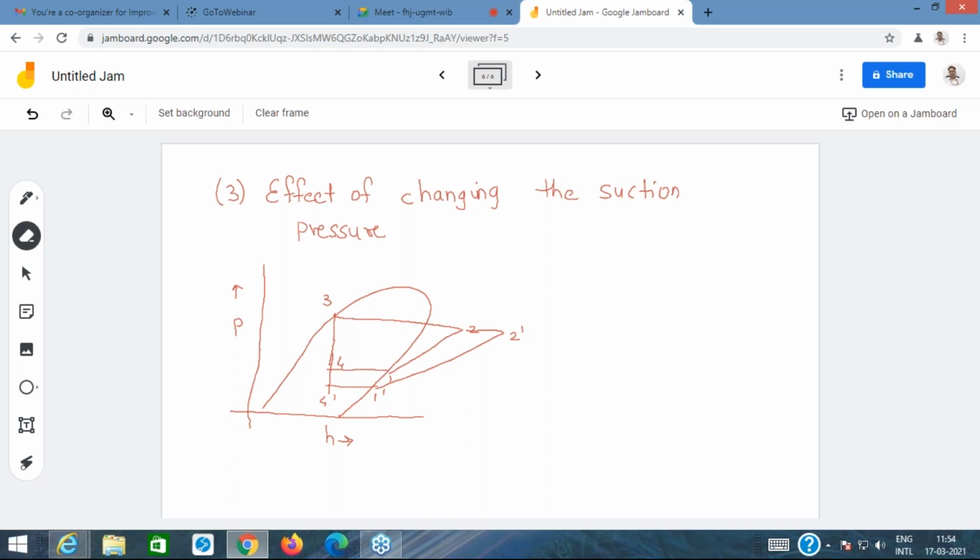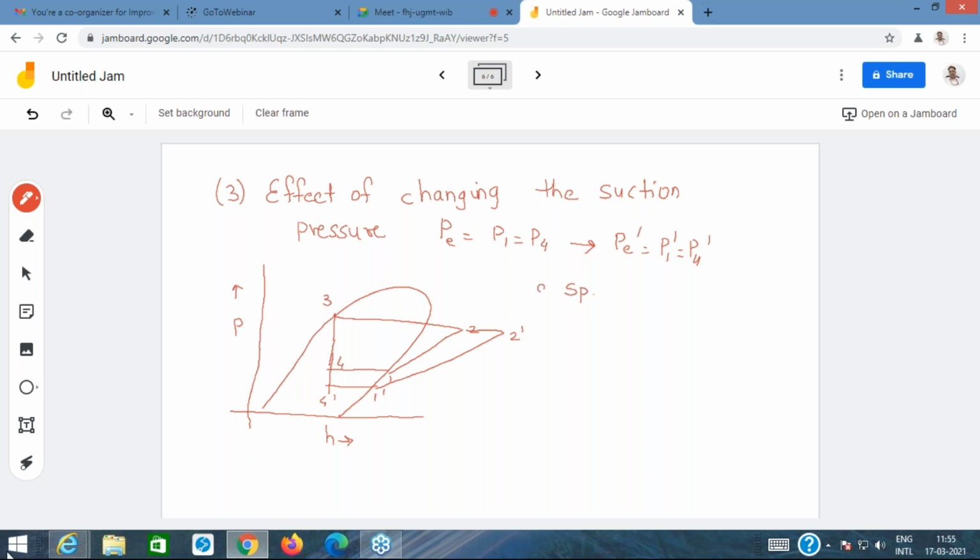Okay. So concentrate your attention on this very interesting fact. The earlier cycle was at a suction pressure, or the evaporator pressure, which was earlier P1 equal to P4. And now it has changed to a new pressure, which is P1 dash, equal to P4 dash. So if you look at this diagram carefully, if your suction pressure decreases, the specific refrigerating effect decreases. And it is very clear from this diagram.